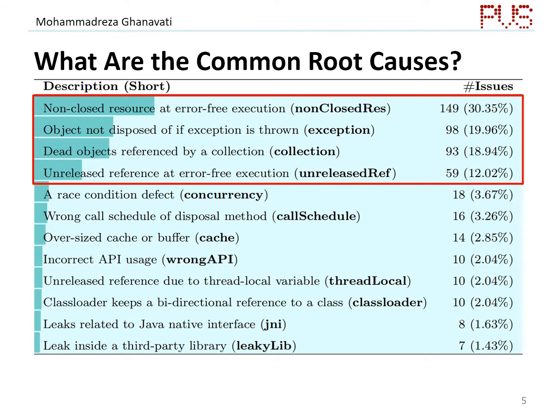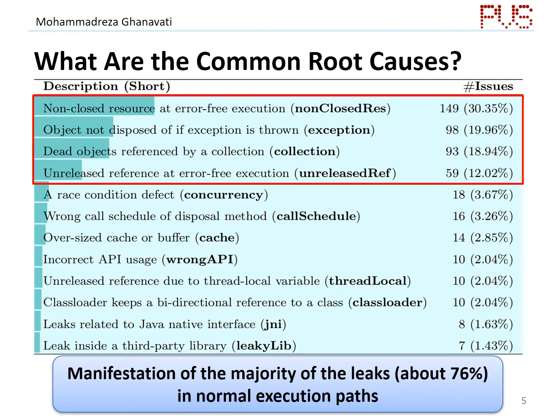We also analyzed the root causes of the leak-related bugs. We found that about 80% of the leaks were caused by 4 major root causes shown in the red box. Interestingly, we found that in about 76% of the leaks, they were manifested in the normal execution path, and this is the execution path in the absence of exceptions.